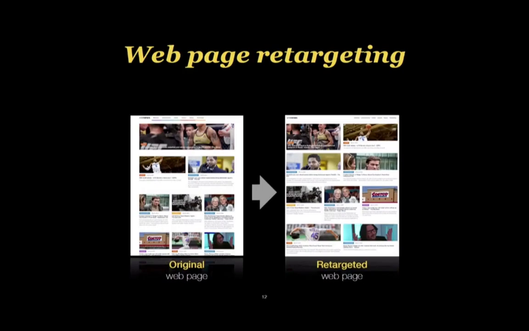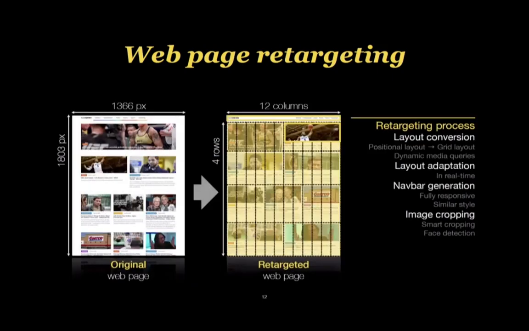And the third and final feature is about web page retargeting. And here, the idea is to adapt the original layout to a new generated layout. And what we do here is we convert the layout from positional layout to flexible grid layout. We do this adaptation also in real time. We need to also generate the navigation bar again, because the original might not support mobile and desktop. And we also do smart image recropping.